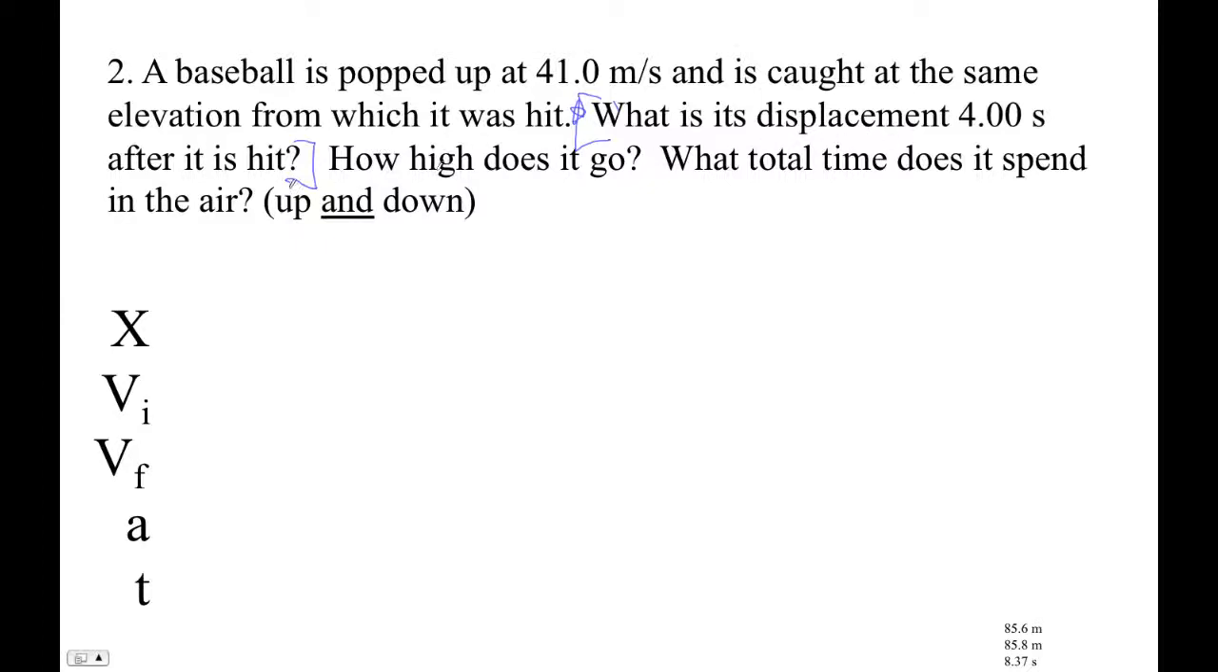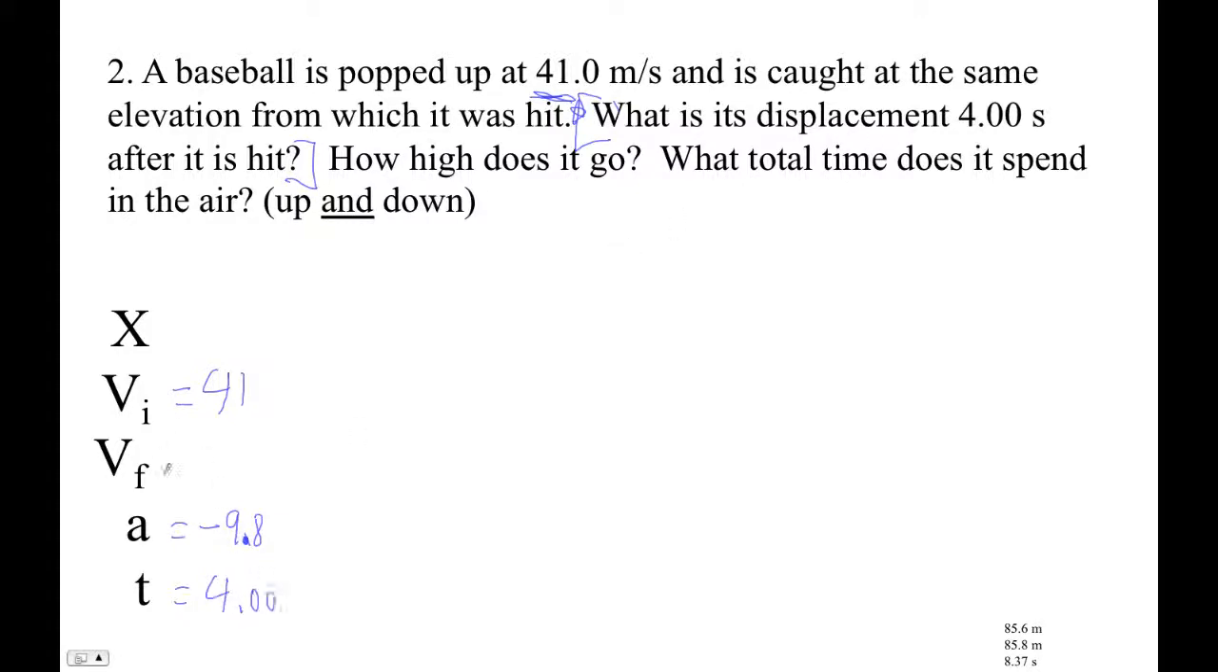So 4 seconds after it's hit, it's popped up at 41 meters per second. So this guy is 41. This is always negative 9.8. So these problems are easier because you always know that. They're harder because they're tricky problems, right? And then the 4 seconds goes here.